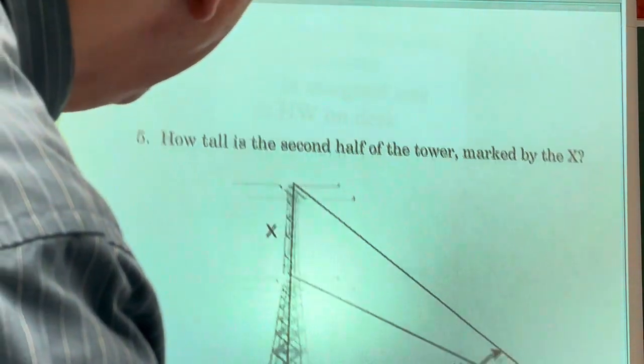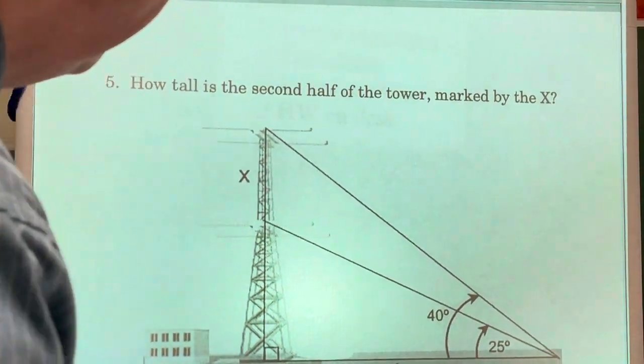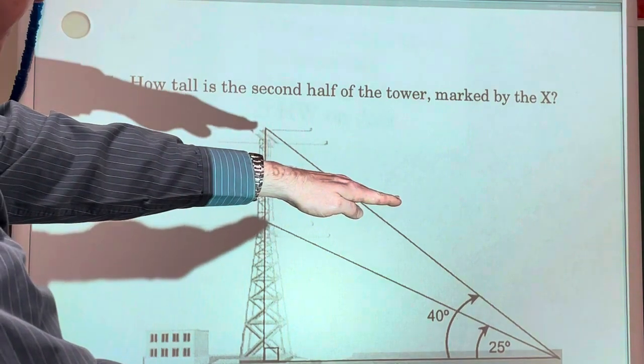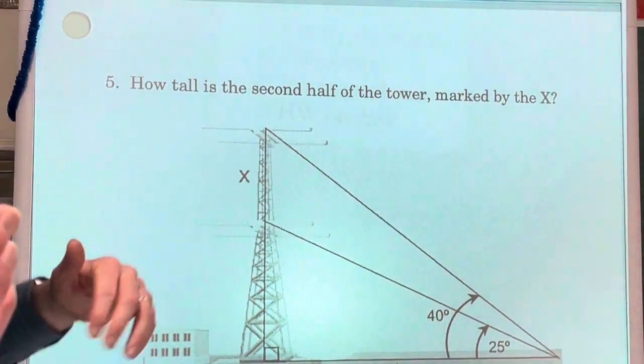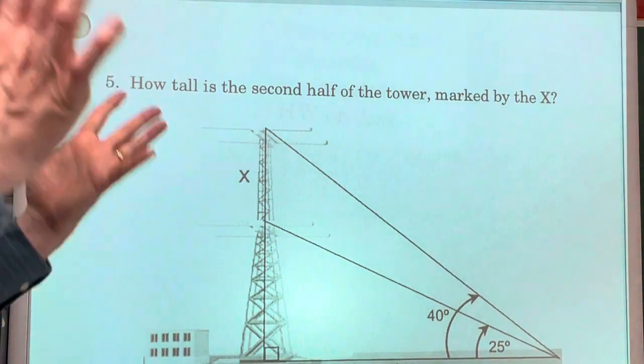Now the challenging one. How tall is the second part of the tower? It's not exactly half, it's just called a second half, that's all. Sometimes a half isn't really a half. English is weird. I didn't invent it.